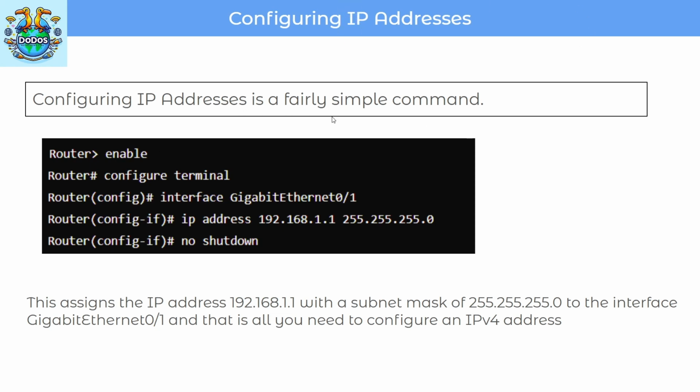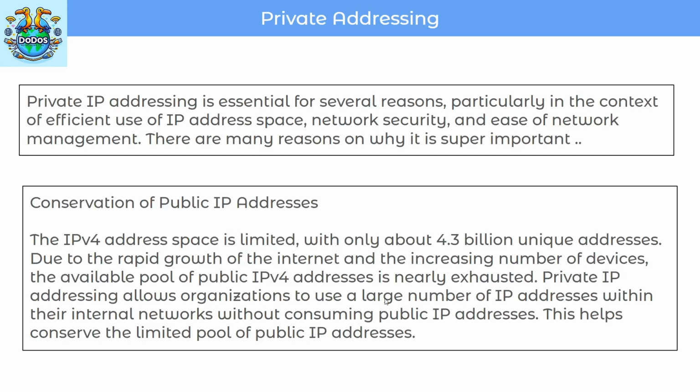Anyways, configuring IP addresses. Configuring IP addresses is a fairly simple command. Basically, you'll start with the classic enable, conf t, and then you enter the interface, and you just write ip address and then write the IP address that you have. This will assign that IP address to Gi0/1, and that's all you need to know for configuring an IPv4 address.